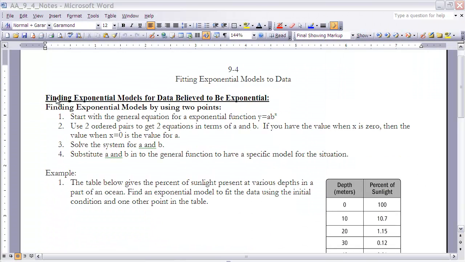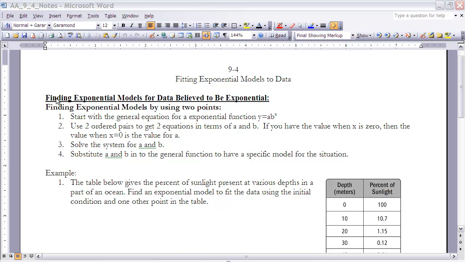This is the notes for section 9 for fitting exponential models to data. If you haven't done so already, make sure you pause the video and read the section before continuing on. So what we're going to do in this section is look at how you can fit an exponential equation as a model to a set of data.